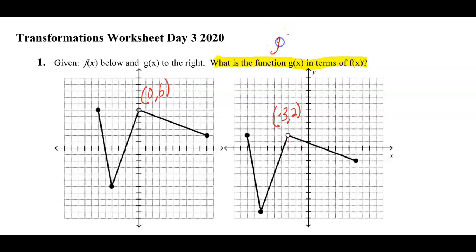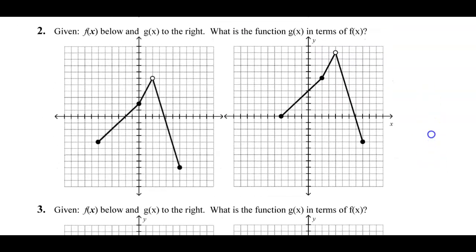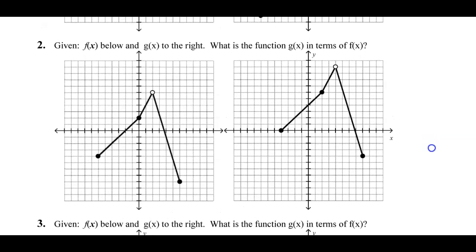So that means g of x would be equal to f of x plus 3, minus 4, since it is shifted left 3 and down 4. What I'm going to ask you to do is take a look at number 2, pause the video, and see if you can write the function for problem number 2.